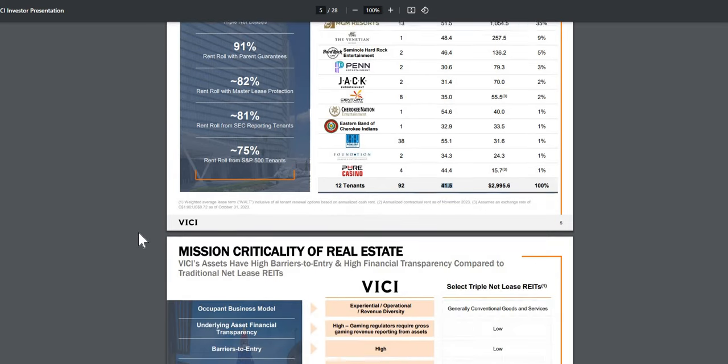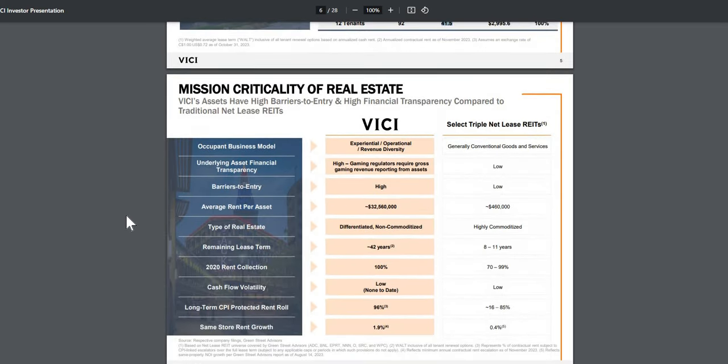Now, we do want to bring a few things to your attention. In terms of COVID 2020, that seems like quite a long way away now. In terms of rent collection, they had 100%, which is very, very strong, especially when we look at the mean for those in the industry sitting anywhere between 70 to 99%. On top of that, what is very positive is their remaining lease terms within their tenants at around 42 years on average. Again, the typical average is around 8 to 11 years.